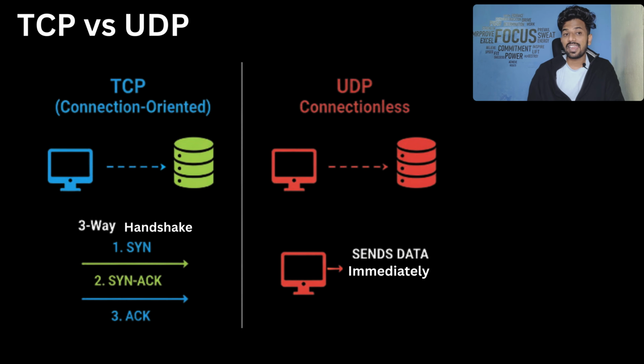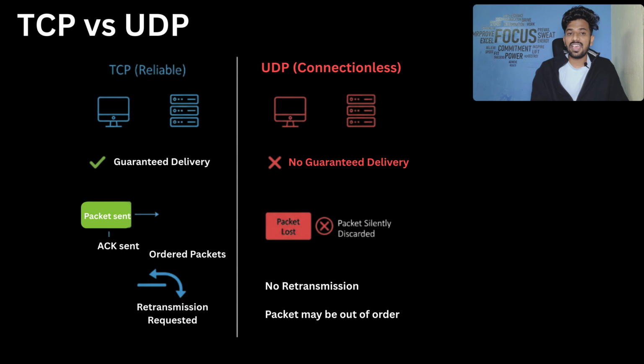The next one is reliability. TCP is a reliable protocol. It guarantees delivery, retransmits the lost packets, and also ensures that the packets are received in the correct order. This makes TCP a reliable protocol. UDP is unreliable. There is no guarantee of delivery, no retransmission, and packets may arrive out of order. So this is the second difference between TCP and UDP.